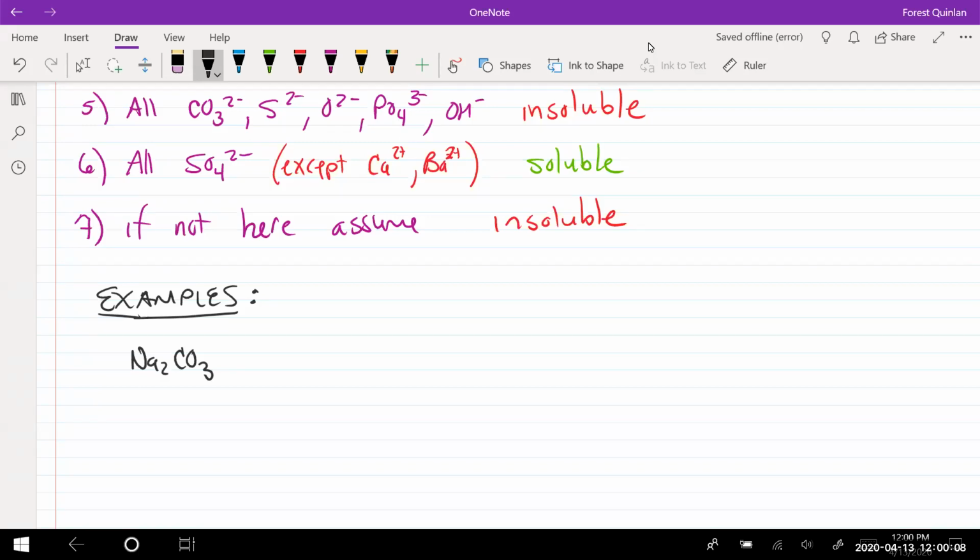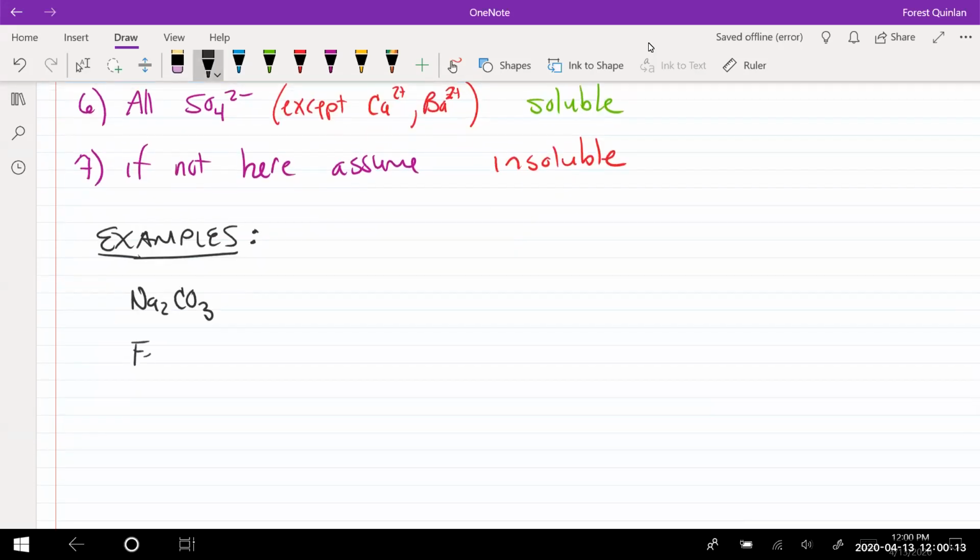So when I take a look at the following, hopefully this will sort of cement it in. I'm going to do a few of these here. I've got sodium carbonate, iron 3 oxide, aluminum hydroxide, and I don't know, I'll do copper 2 sulfate. I'll start out with those. What I want us to do is to look at these through the lens of this chart and ask ourselves, is it going to swim or not? Is it going to be soluble?